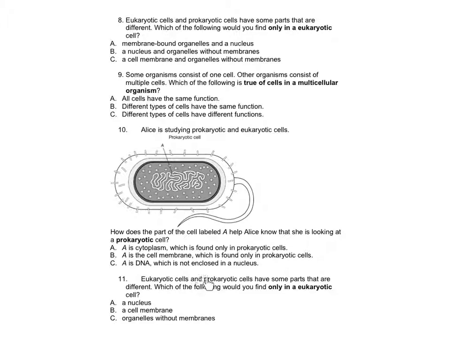Number 11, eukaryotic cells and prokaryotic cells have some parts that are different. Which of the following would you find only in eukaryotic cells? A, a nucleus. B, a cell membrane. C, an organelle without a membrane.